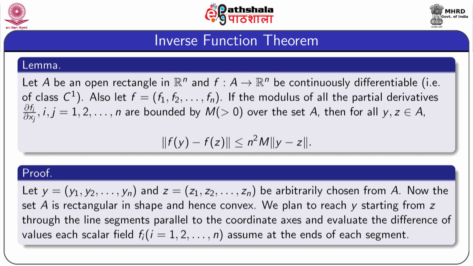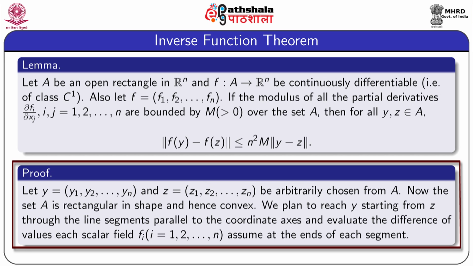Let A be an open rectangle in R^n and f from A to R^n be continuously differentiable, that is of class C1. Also let f1, f2, ..., fn be the components of f. If the modulus of all the partial derivatives del fi del xj, where i, j runs from 1 to n, are bounded by a quantity M over the set A, then for every y and z from A, norm of f(y) minus f(z) is less than or equal to n square M times norm of y minus z.